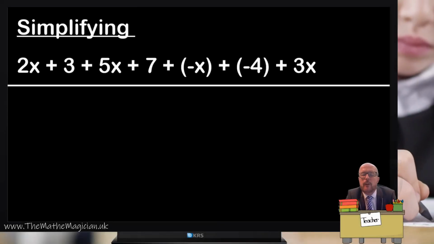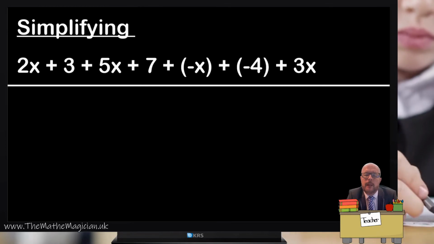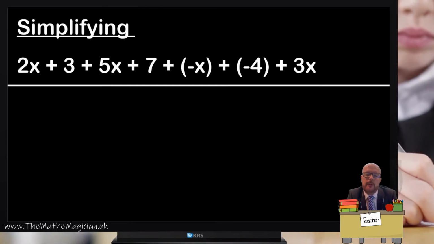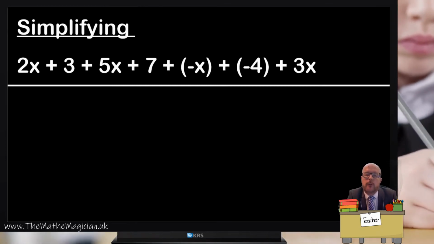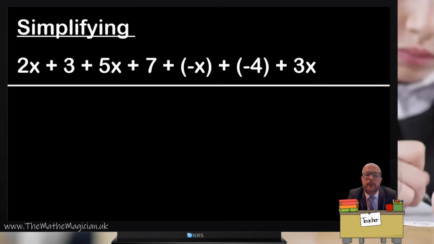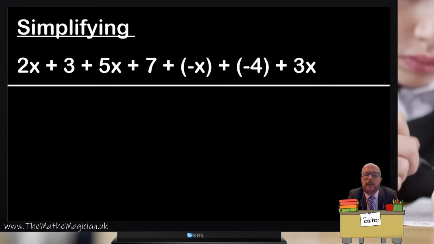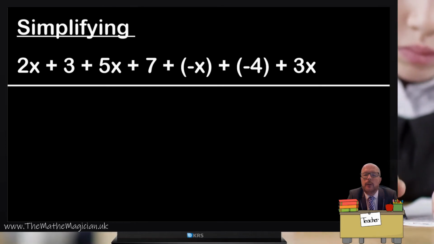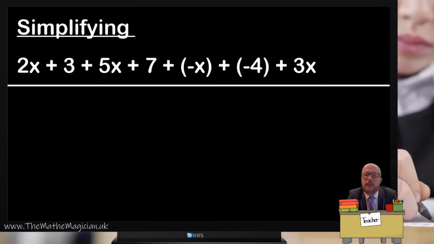Right, if you've lasted this long, you've done really, really well. Here's our last question. This is to test everything that we've done so far, and it's one of the questions I showed you at the beginning of the lesson. The question says simplify 2x plus 3 plus 5x plus 7 plus negative x plus negative 4 plus 3x. That's a long question. Let's break it down in pictures.